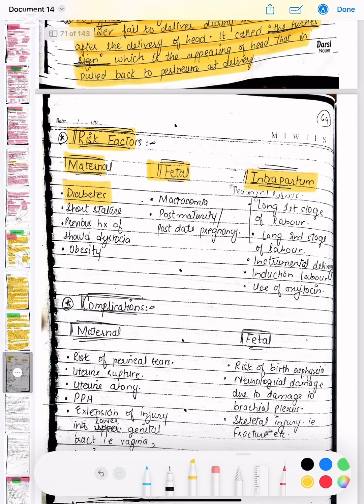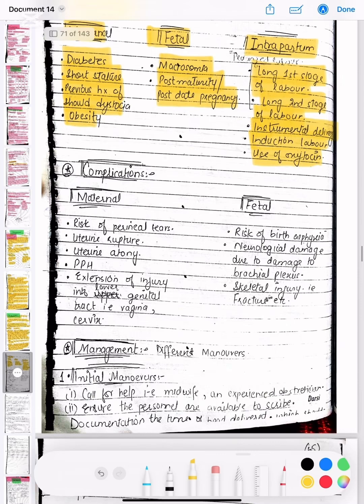Maternal risk factors are diabetes, short stature, previous history of shoulder dystocia, and obesity. The fetal risk factors are macrosomia and post-maturity or post-dates pregnancy. And the intrapartum risk factors are long first stage of labor, long second stage of labor, instrumental delivery, induction of labor, and the use of oxytocin. Now, the complications are both maternal and fetal complications.